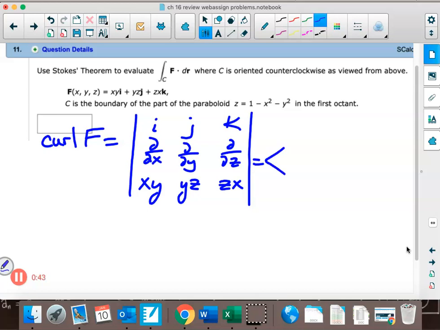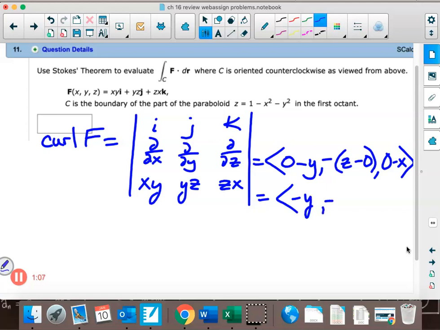Okay, so you get 0 minus Y, and then you get negative Z minus 0, and then you get 0 minus X. All right, so for the curl, I got negative Y, negative Z, negative X. Is that what you guys got for your curl? Yes, no?